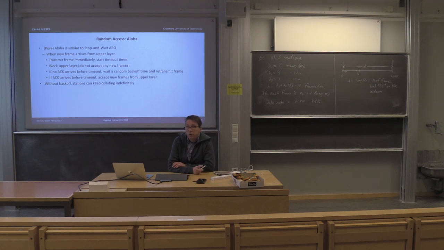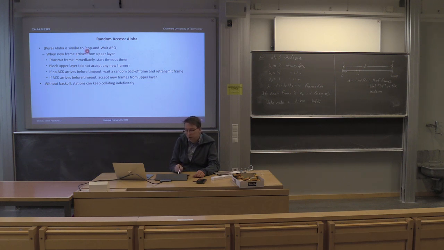So what is the simplest we can think of? Well, a station that has a frame to transmit, the simplest it can do is just to transmit it and then hope for the best. So that's ALOHA for you. If I'm a station, I get a frame, I transmit this, and I wait for an acknowledgement. If the acknowledgement doesn't occur, then I know there was probably a collision, and then I wait a little bit, and then I try again. So that's the essence of this ALOHA protocol.